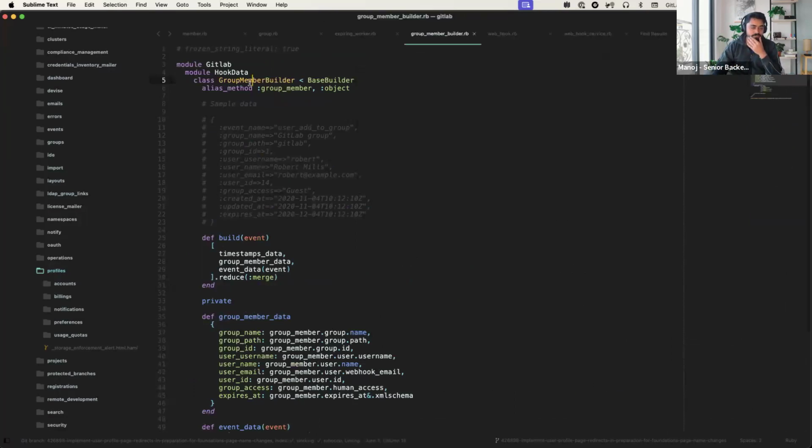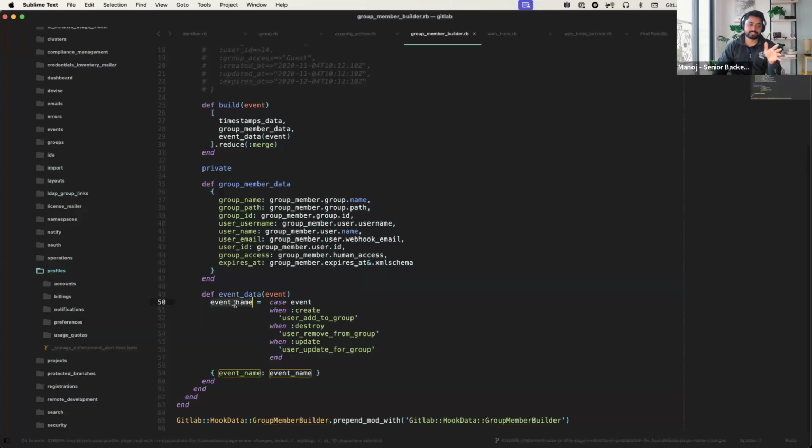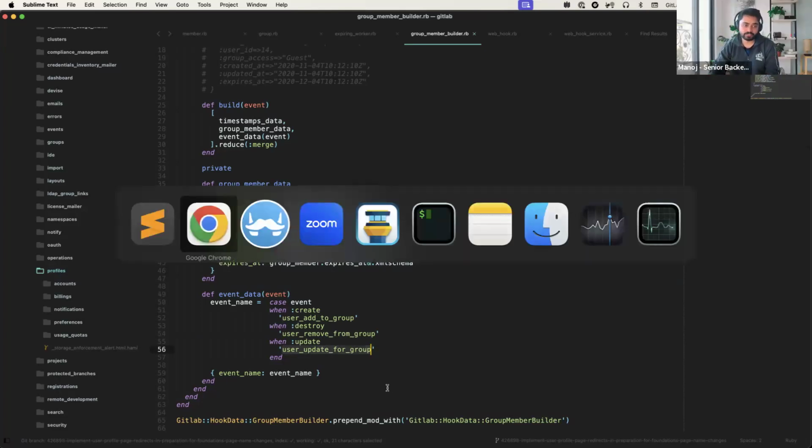Yeah, so this is obviously for group member webhooks. But the only thing we change here is the event name. Based on what we pass, it will be added or removed. So it is very easy for the consumer to identify what's happening. So I think that needs to be the case in our webhook as well.